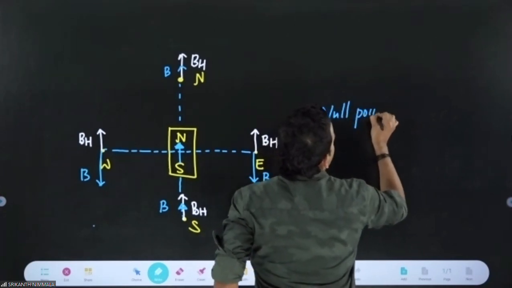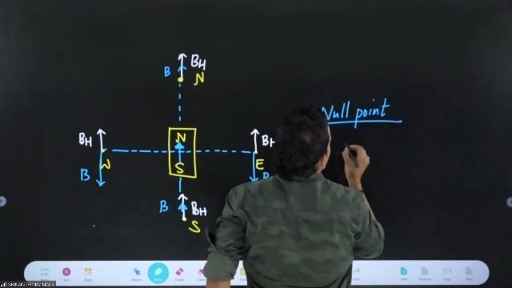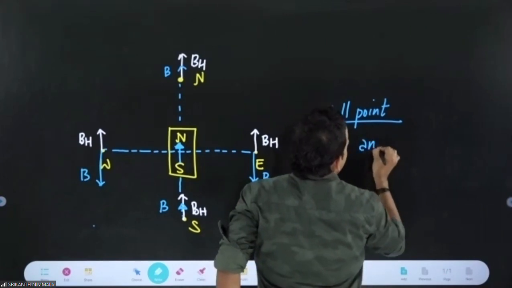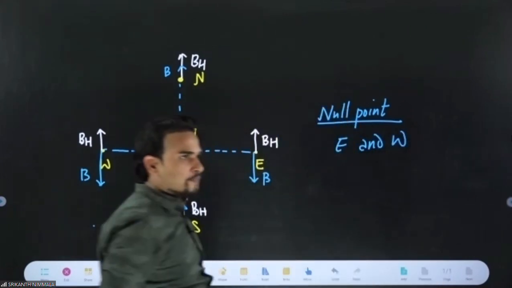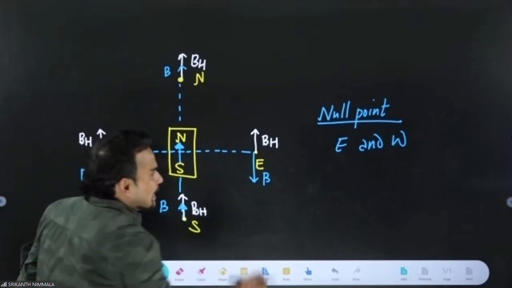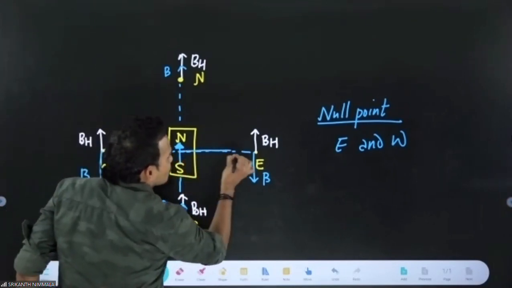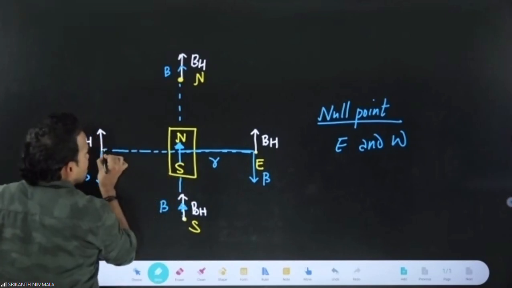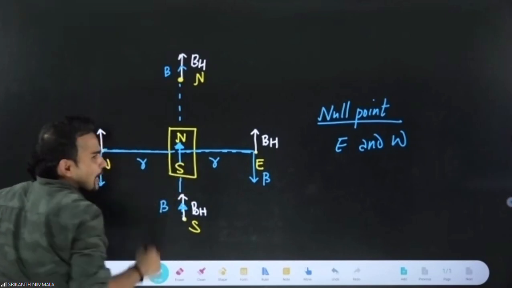We are going to get the null point in the east and west direction. You can see the diagram. And you'll be simply saying, I can exactly find the distance also, sir. At what distance this null point will exist, I can find.